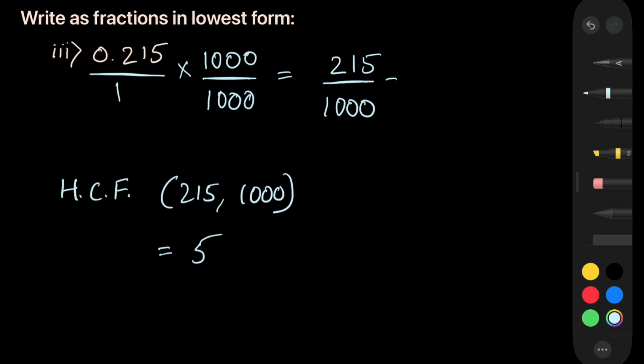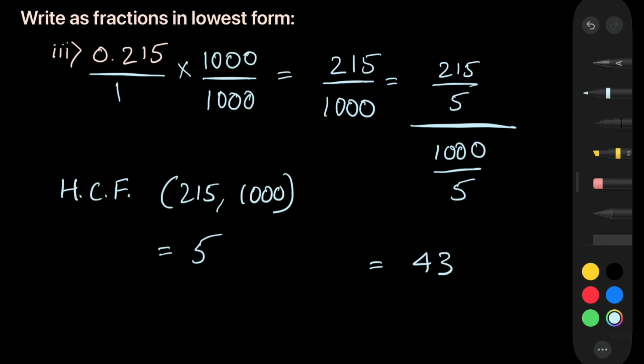Now we can rewrite 215 by 1000 as 215 by 5, and the whole thing divided by 1000 by 5, which is 43 by 200. So that's it. 0.215 can be written as 43 by 200, which is its lowest form.